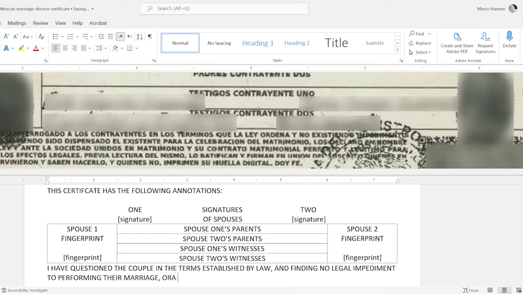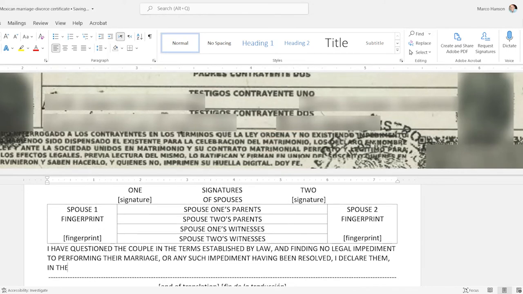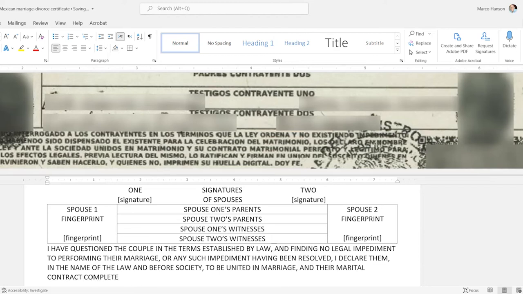So you see some different parts of speech coming into play here for idiomatic purposes, or any such impediment having been resolved, I declare them in the name of the law and before society to be united in marriage. You could say matrimony as a synonym, and their marital contract complete. And I couldn't find a way around marital contract here. That's fine. Because we do understand that we don't use the term a lot, but we understand that it's a written document that establishes a relationship. Right, because legal adults have to sign it.